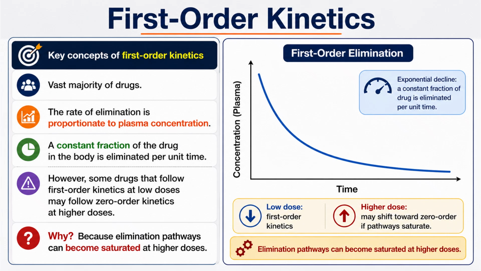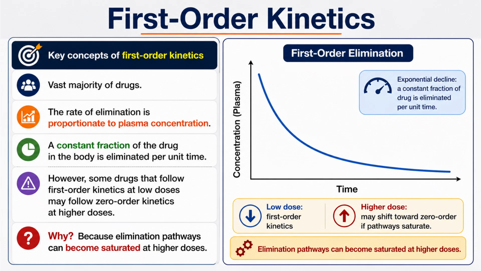Now, on the screen, we see a couple of things here. The vast majority of drugs operate with first order kinetics. The rate of elimination is proportional to the plasma concentration. So as plasma concentration declines, we have a change in the rate of removal. In purple, the exclamation mark, right? We look and see some drugs that follow first order kinetics at low doses. That's what we're observing here. And some may follow zero order kinetics, like we saw on the previous slide, at higher doses.